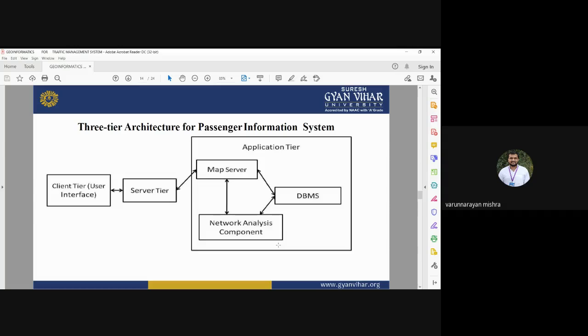The passenger information system is very important. It provides us the actual traffic scenario on that road: how many people are moving on that road, how many vehicles there are. It includes all the information. So depending on this, traffic can be managed up to the next stop, or the next bus stop, or the next red light. This is the three-tier architecture.